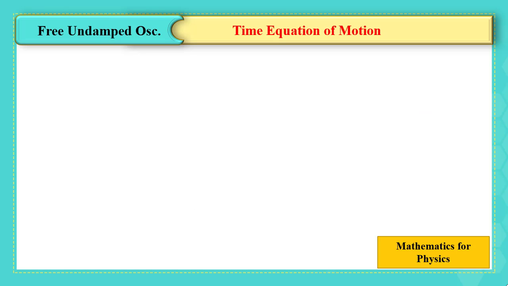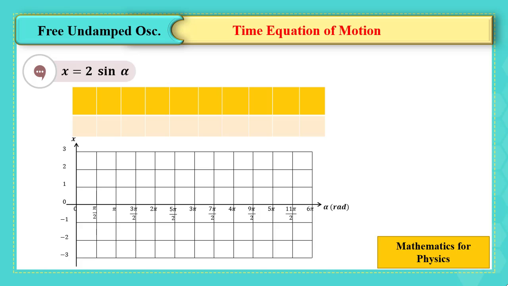We are going to take, for example, the simple equation x equals 2 sine alpha, and try to draw it. We are going then to fill in a table with successive values of alpha and x, and place the points directly on graph paper. You can help me with the calculations to check the answers.